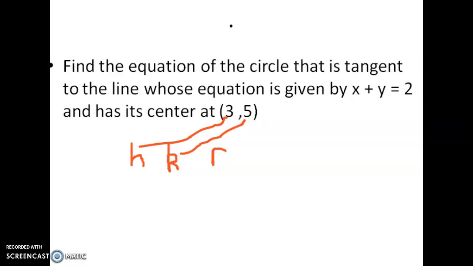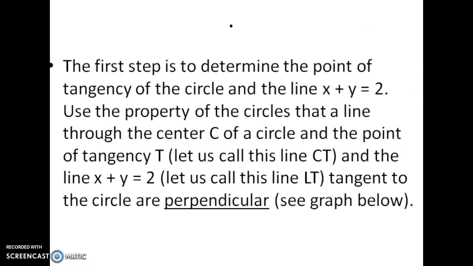All right, what do we have? We have the tangent to our circle and the center. Let's see if we can find this r. The first step is to determine the coordinates of the point where the circle and the tangent meet. That's the first thing. And after finding that one, you will be able to find your radius. So that's the whole point. Let us look at how we are going to find the coordinates of that point. Let us look at the graph below.